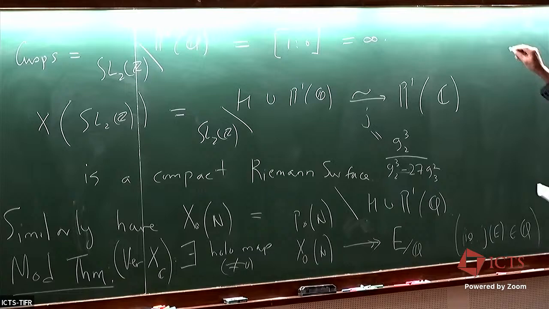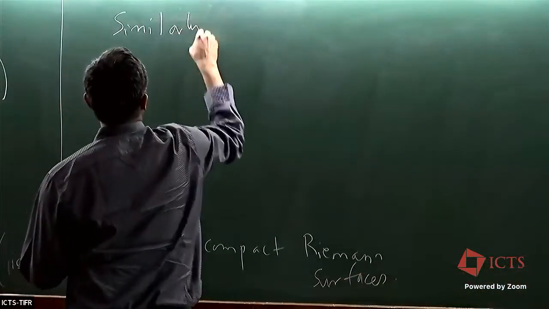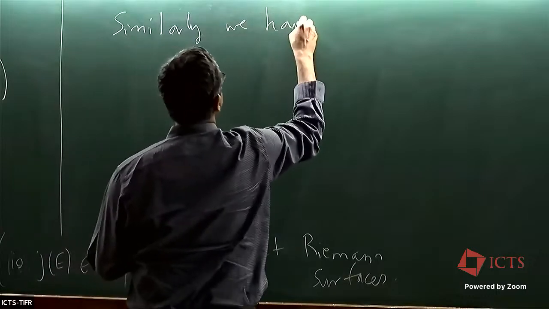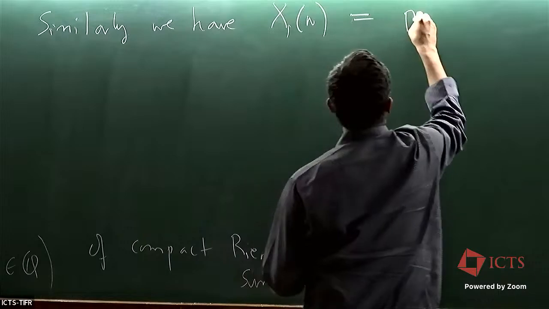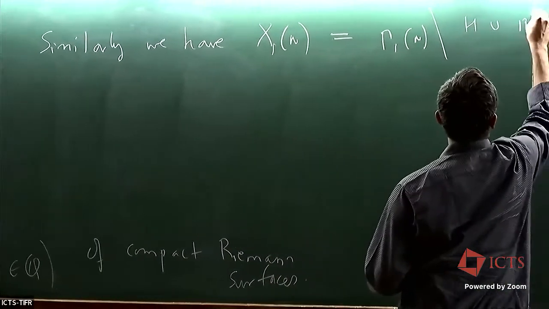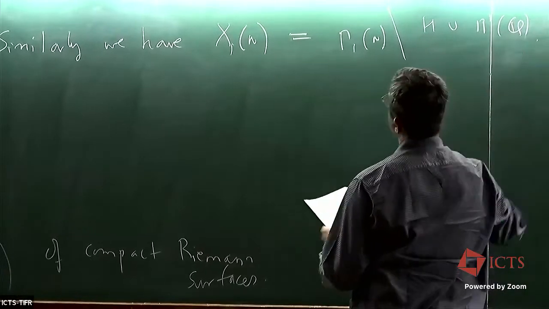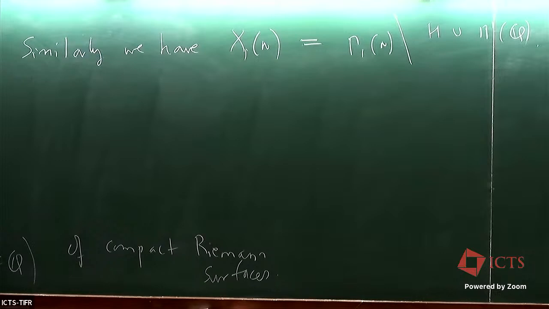Right, so similarly, we have X_1(N), which is Gamma_1(N) modulo the upper half plane union P^1(Q). There are finitely many cusps, not necessarily one.